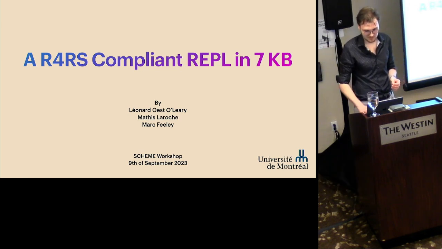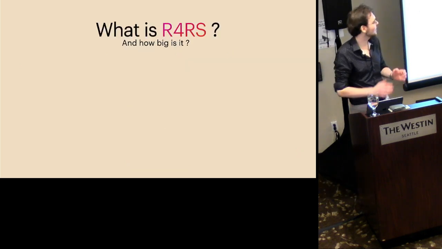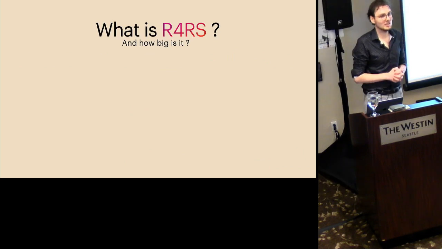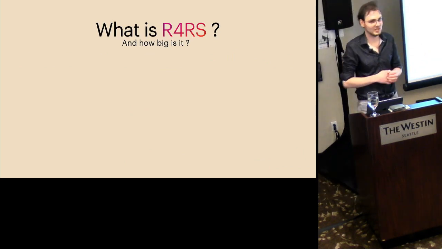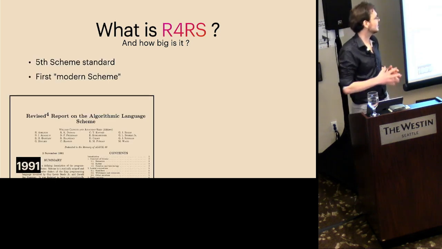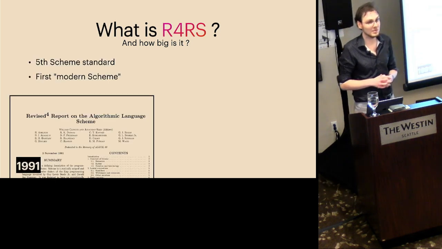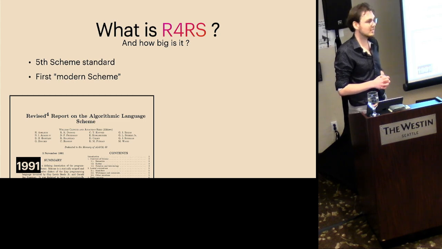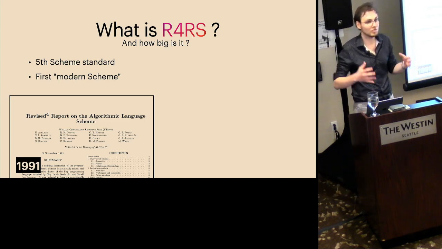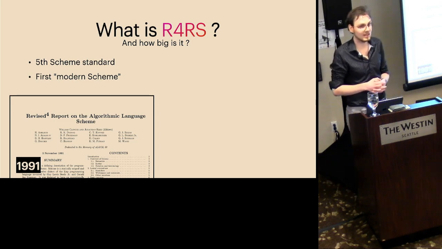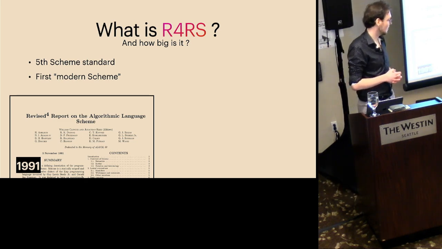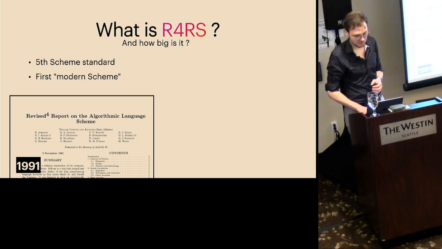Okay. What is R4RS? I'll start slowly because maybe some people don't know what R4RS is. R4RS is the 5th Scheme standard, and it's what we consider as the first modern Scheme. It was released in 1991, and so it's been a while.